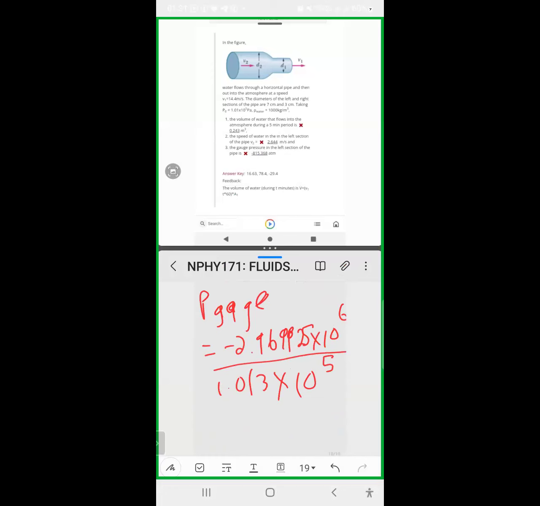This gives me minus 29.318. And this will be the gauge pressure in the left section of the pipe in terms of atmospheric pressure, minus 29.318 ATM. And that will be the end of the lesson. If you have any further questions, you can always come back and ask.